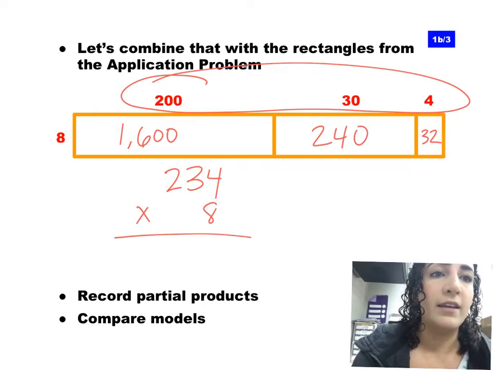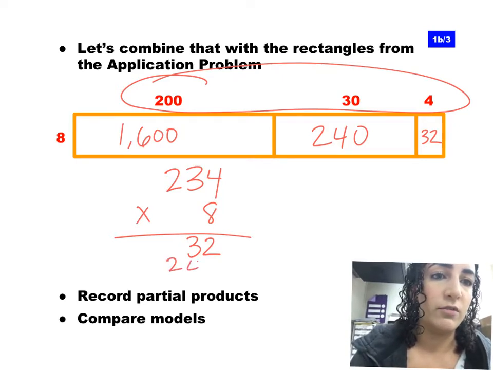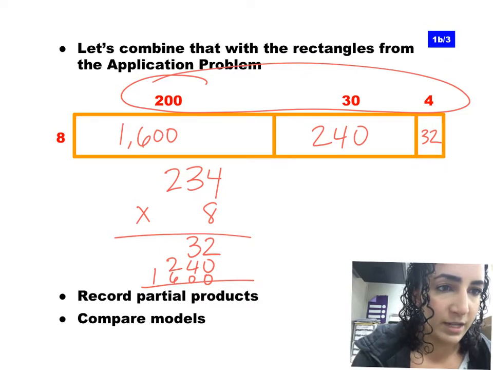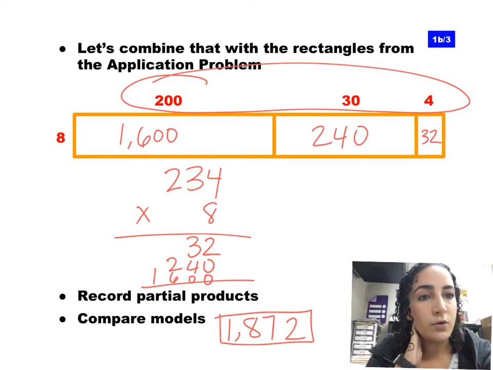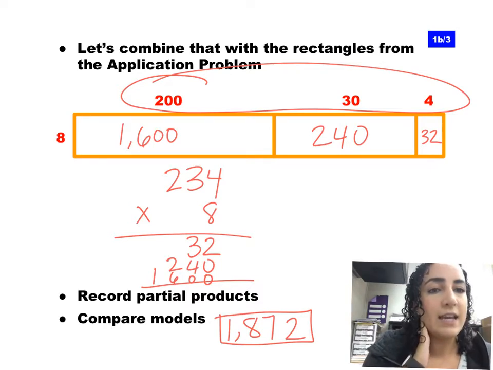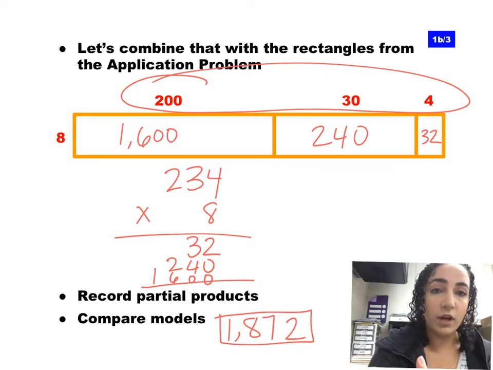So we know that 8 times 4 is 32. We know that 8 times 3 tens is 240. And we know that 8 times 200 is 1,600. We would add all those up. I'm running out of space. I'll write my sum lower. It'll be fine. So 2, 7, 8, 1. So the answer to 234 times 8 is 1,872.